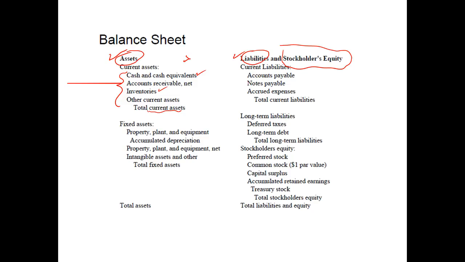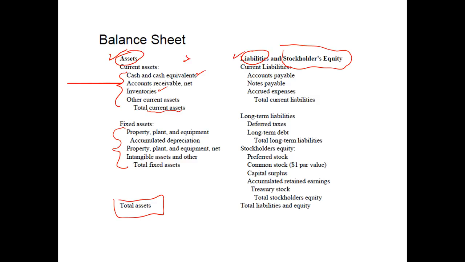Then, of course, we have long term assets, and these are things that take longer than 1 year to get used up: property, plant, and equipment. Intangible assets, things that you can't hug, things like patents and trademarks and goodwill. And so companies own both short term and long term assets, but they probably borrowed money to buy them.